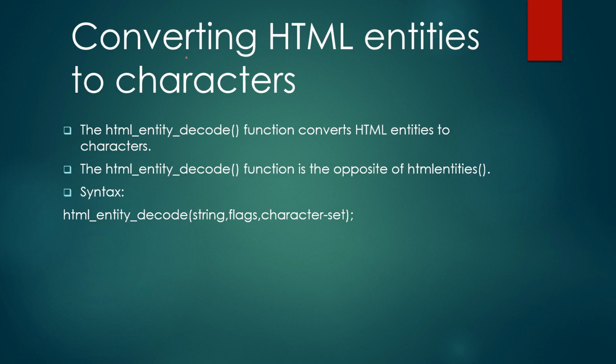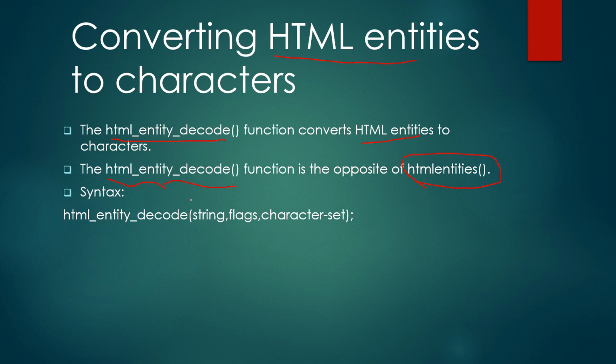In this video, we are going to learn how to convert HTML entities to characters. The html_entity_decode function is the function name which will convert HTML entities to characters. It is the opposite of htmlentities. Now, htmlentities is another function, but it converts characters to HTML entities. And this function will convert HTML entities to characters.